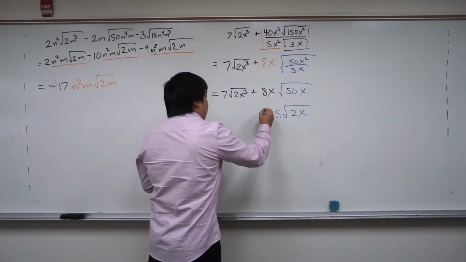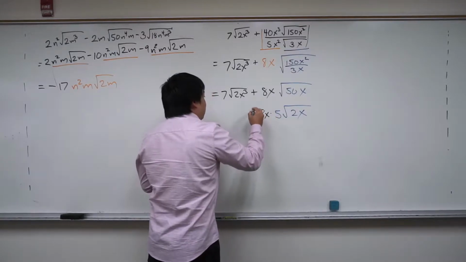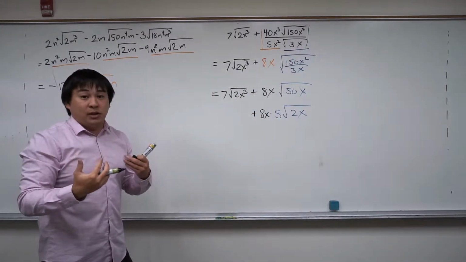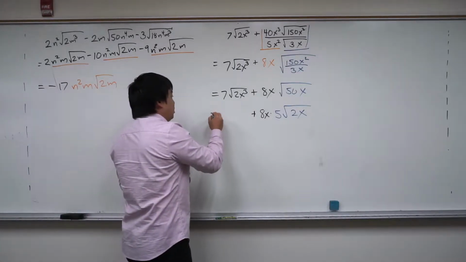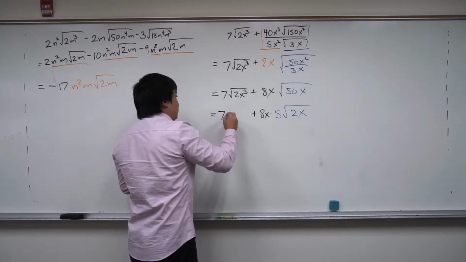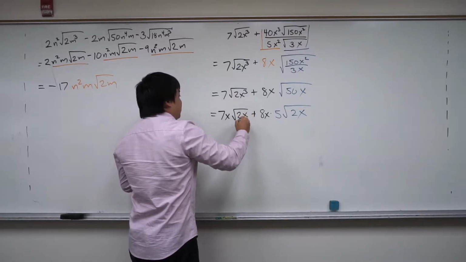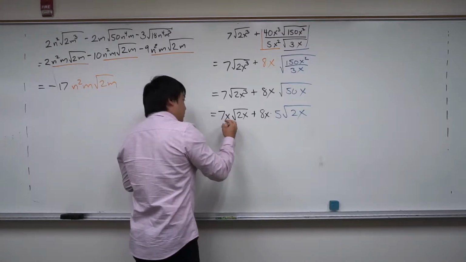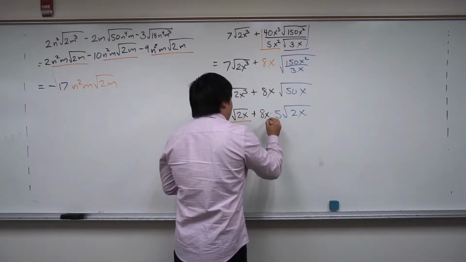There's going to be an 8x in the front. And here I can pull out an x, right? Because the division by 3 is going to give you the 2 with the remaining 1. So 7x square root of 2x. And now notice that they have the same variable part in common.